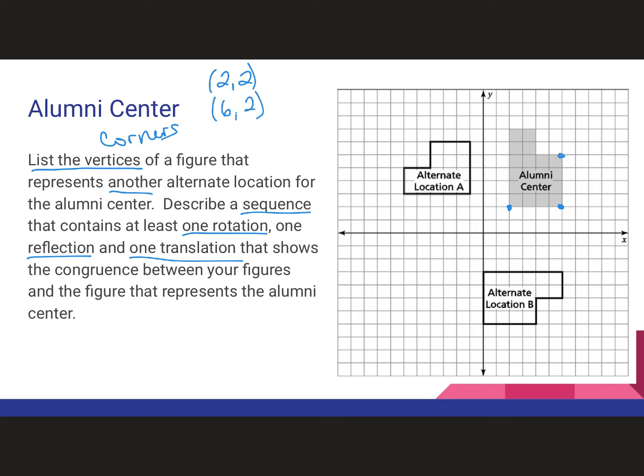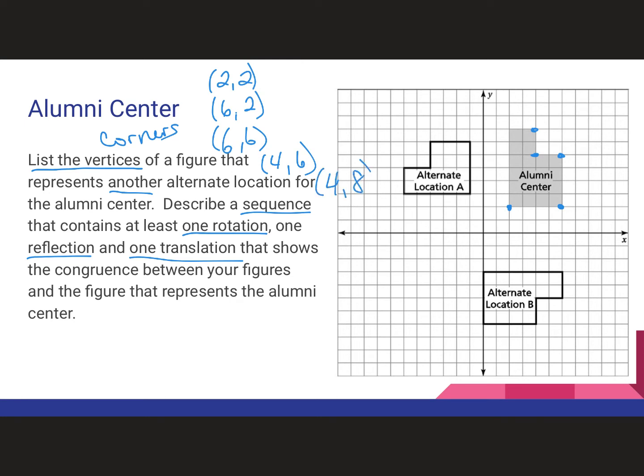I have this point here. That's the point 6, 6. I have this point here. That's the point 4, 6. I have this point here. That's the point 4, 8.